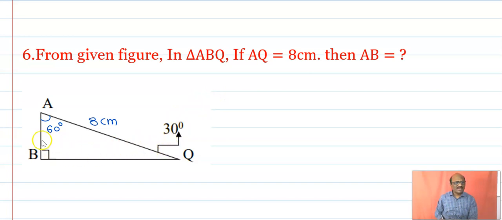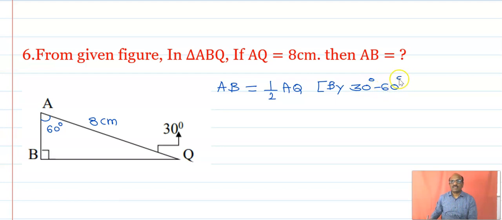And how is this side AB? It is the side opposite to 30. Therefore I will write here AB is equal to 1 upon 2 AQ. And what is the reasoning here? That is by 30 degree, 60 degree, 90 degree theorem.